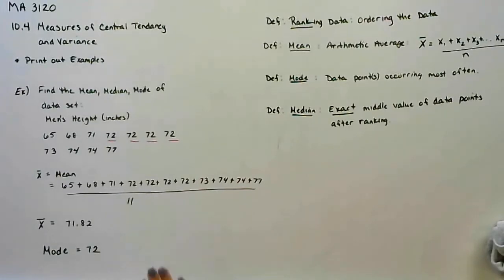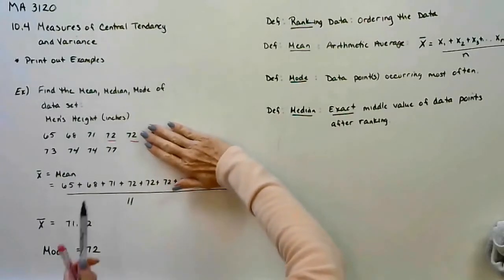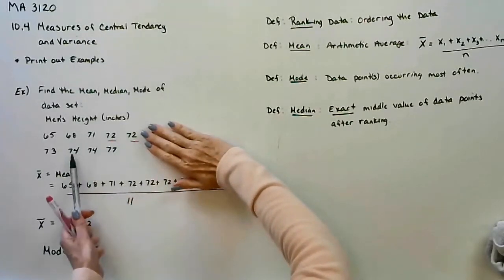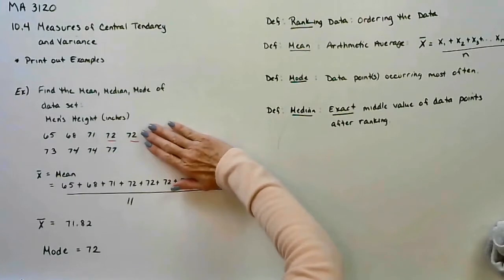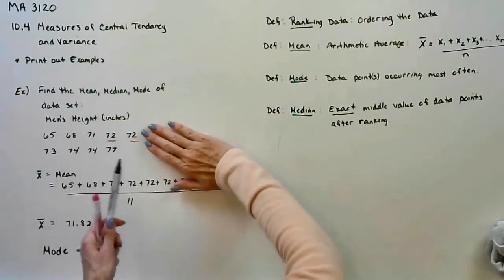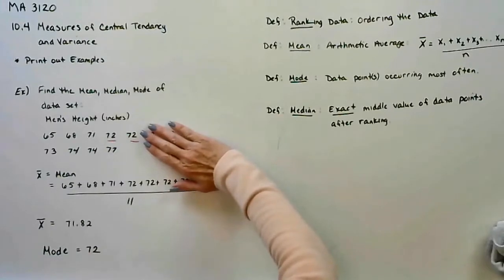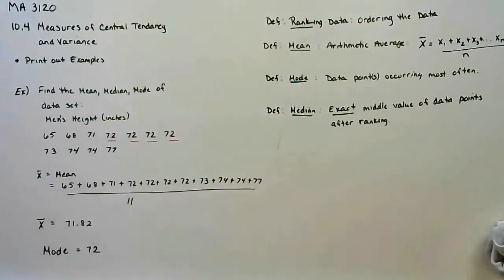Now, if two of those weren't there, and I had two 72s and two 74s, we would say it's bimodal, and we would list both of those numbers. If there were no repeat data points, then we would say there is no mode. Don't leave it blank, but if there is no mode, just state there is no value that repeats.